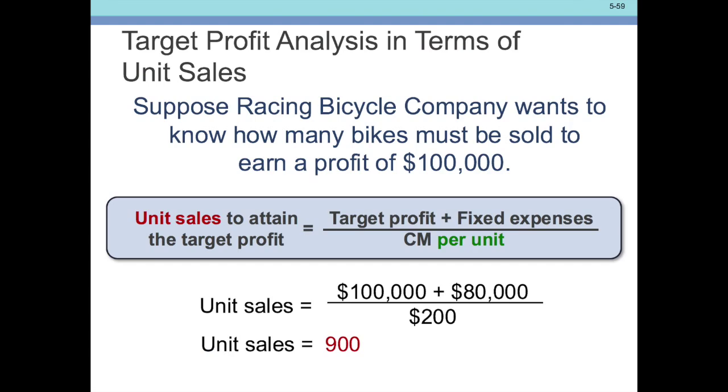We can do this this way, which is the bicycle company is target profit plus fixed expenses divided by contribution margin per unit. So unit sales equals 100,000 target profit plus 80,000 fixed expenses divided by $200 would give us the unit sales of 900 units.